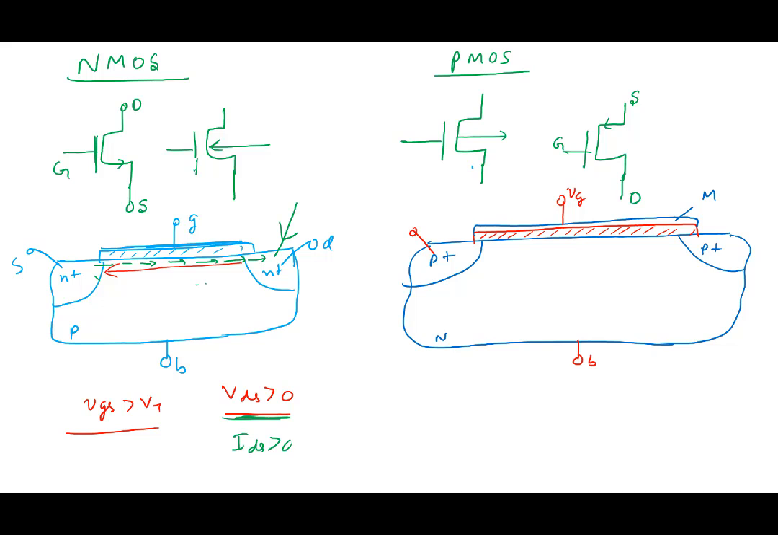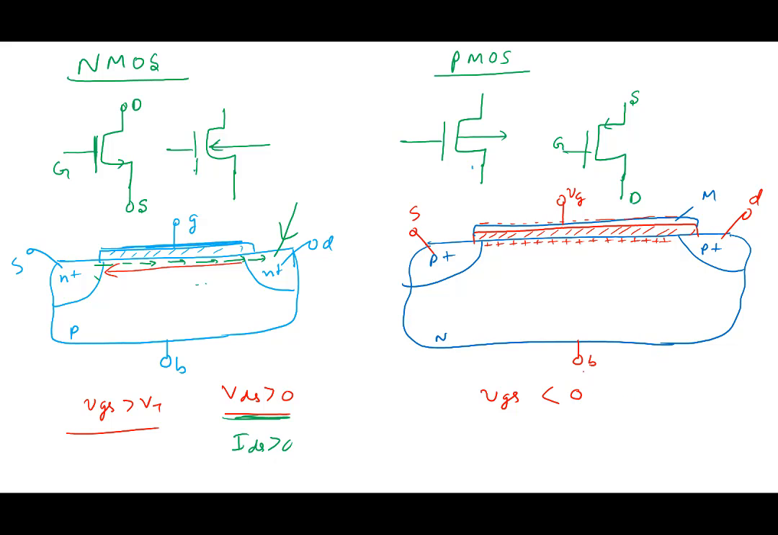In this case, since it's P plus and this is N, we need to create a layer of holes here, an inversion layer of holes. This is the drain, and this is the source here. So what I typically need to apply is VGS less than 0. I have to apply a negative gate voltage with respect to source, so that there's a negative charge on the gate, balanced by positive charge in the channel.